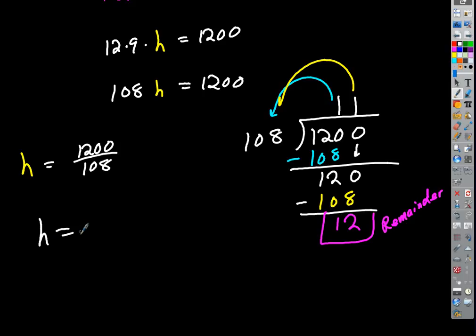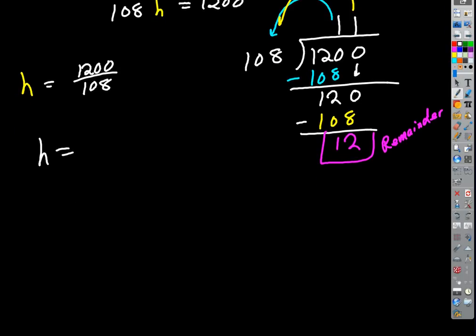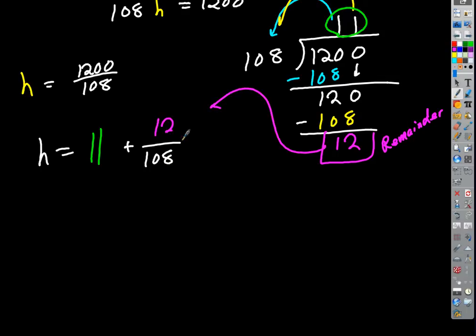Everybody with me? Okay, so here's what we're going to get. We got the integer, whoops, wrong color. We got the integer 11, right? Plus, we had some stuff left over. What remained over the denominator? 12 did. So it's 11 plus 12/108. Now, if we were using mixed numbers, we just write that as 11 and 12/108, right?